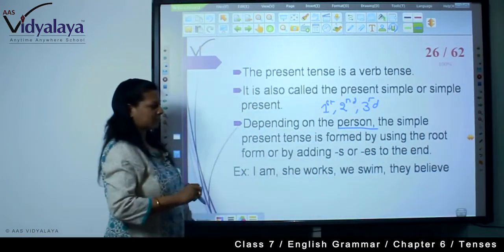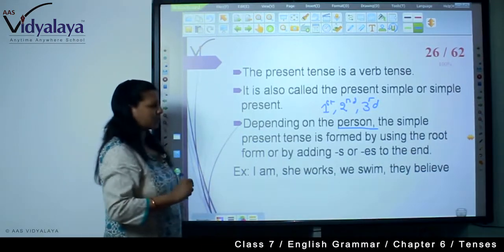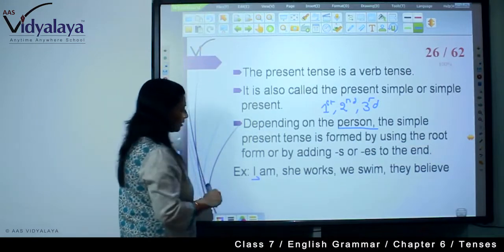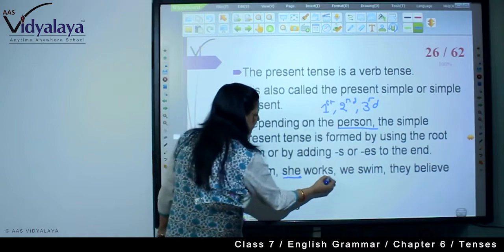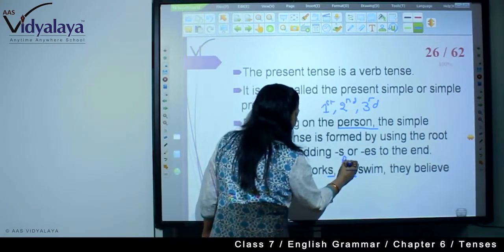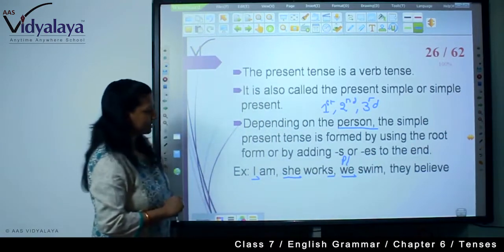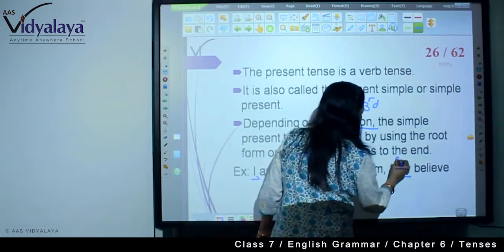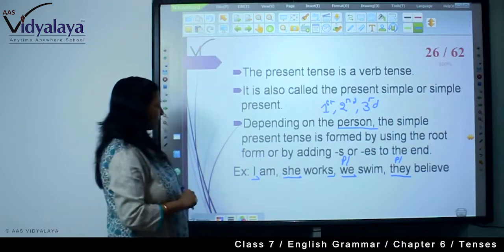So depending on the person, the simple present tense is formed by using the root form or by adding s or es. For example, first person, I am; she, third person, here we have added s; we, plural, so here we haven't added s or es, it is the root verb; and they, again plural, so here we are seeing only the root verb.